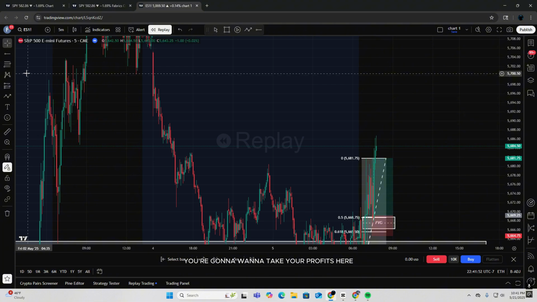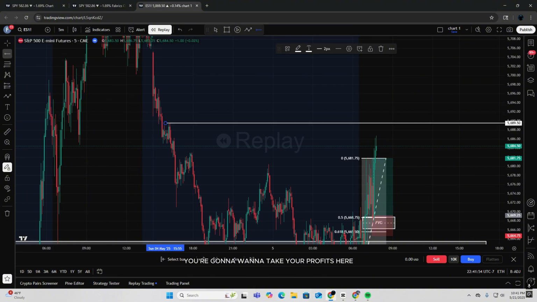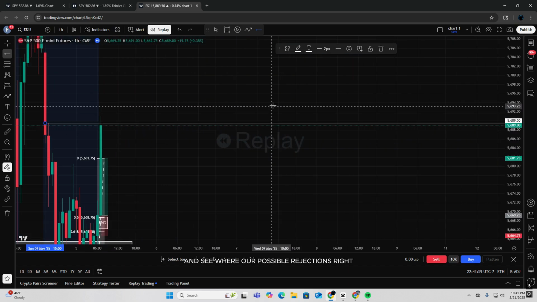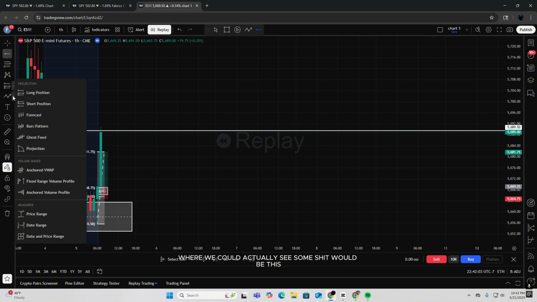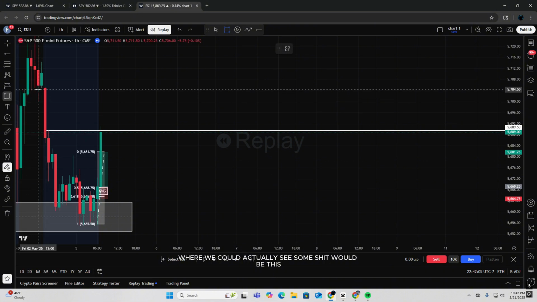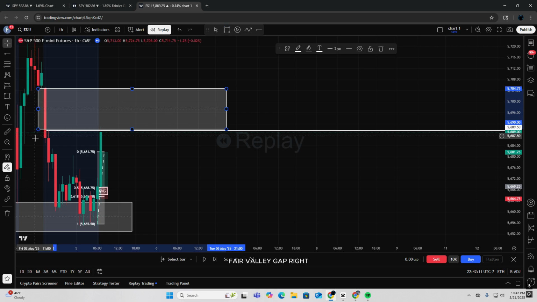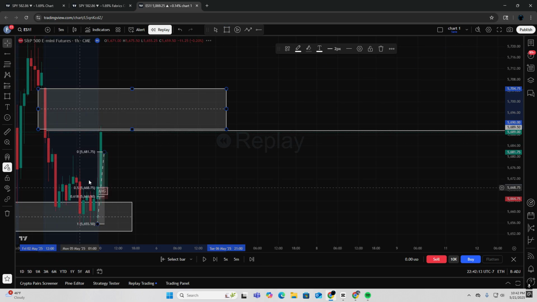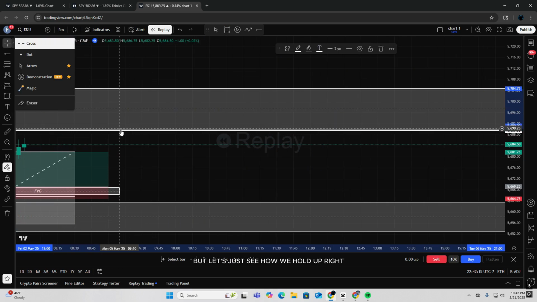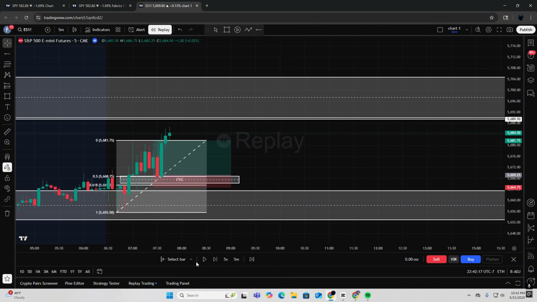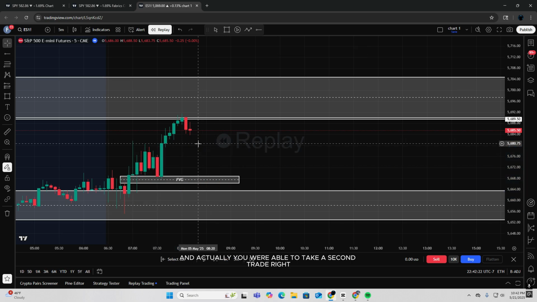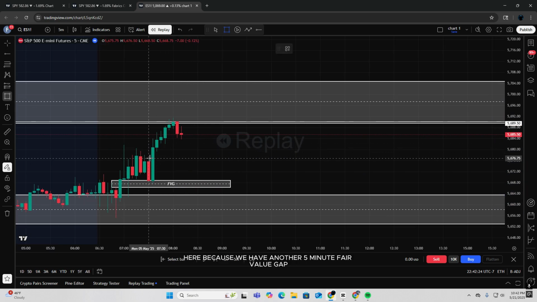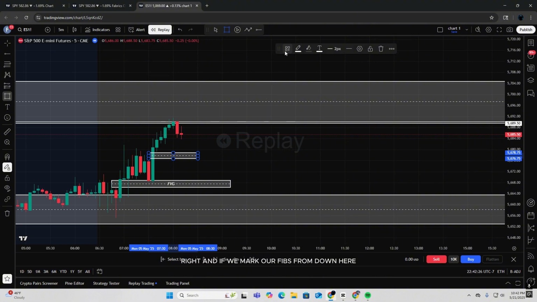And then from here, you're going to want to take your profits here, and let's just go on our hourly and see where our possible rejections are. As of right now, the only possible rejection where we could actually see some action would be this bearish hourly fair value gap, right? But let's just see how we hold up. We run up again, and actually, you were able to take a second trade right here because we have another 5 minute fair value gap, right?